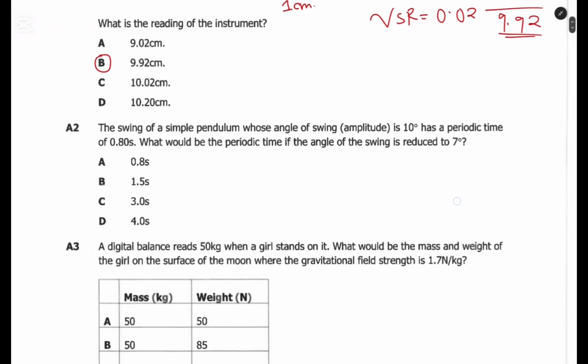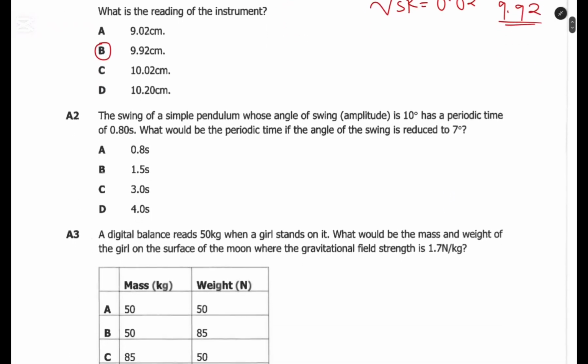Up to question 2. The swing of a simple pendulum, whose angle of swing, which is the amplitude, is 10 degrees, has a periodic time of 0.80 seconds. What would be the periodic time if the angle of swing is reduced to 7 degrees?